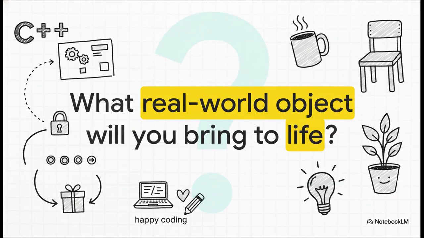And there you have it. We've made it from abstract physical reality all the way down to C++ syntax. You now understand how to define a blueprint, hide its data safely, interact with it through public interfaces, and automatically initialize it with constructors. So, I'm going to leave you with this provocative thought to ponder. Look around your room one more time. Now that you have the power to write the blueprint, what real-world object are you going to bring to life in your code next?